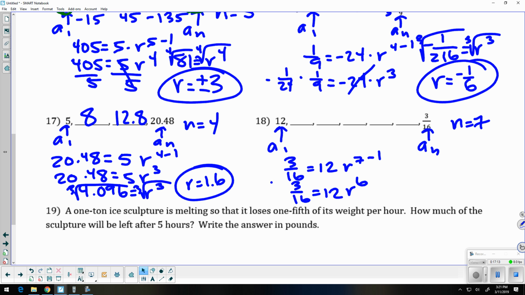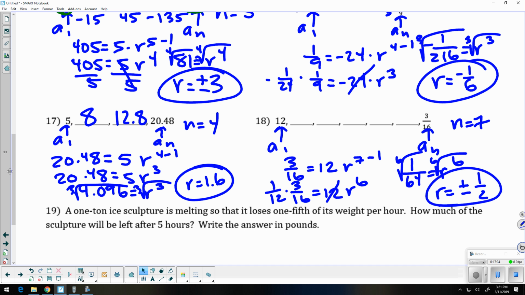Dividing both sides by 12, or multiplying by 1/12, same thing. You should get, reduced, 1 over 64 equals r to the 6, and now we just want to take the 6th root. So now that it's even again, you should get plus and minus answers, and if you take the 6th root, it should come out to be 1/2.